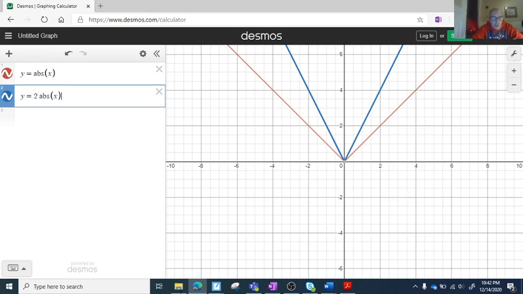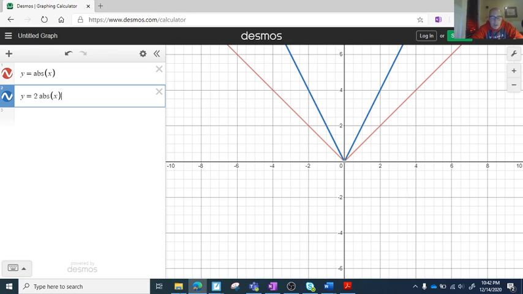And that meant if you went 1 to the right of the vertex, it would go up that number, 1. Now, if you go 1 to the right of the vertex, notice instead of going up 1, it's now going to go up 2. And what that does is it makes the graph appear that it's getting narrower. It makes the V narrower.